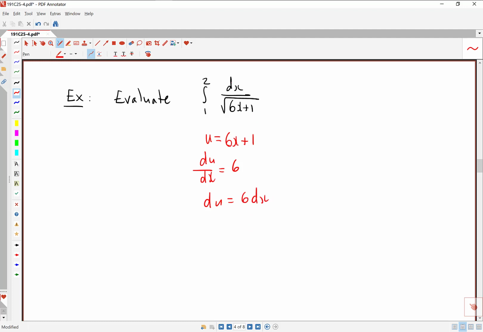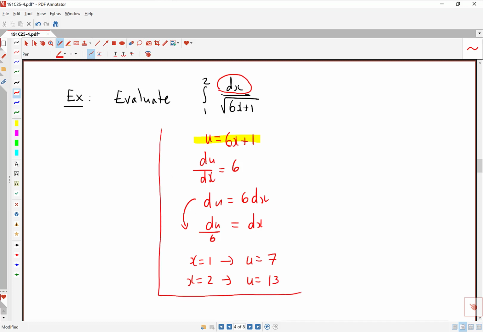So then we can look up at our integral and we can say, well, we don't have 6 dx, we just have dx. So let's move from this line and just divide both sides by 6. Du over 6 is the same thing as dx. All right, then we'll change our x values over to u values. The x values on our integral were 1 and 2, and we're going to switch these over to u values. Okay, so look up at the top where you decided what u was, and we can plug in here. So u is going to be 7 and then 13.